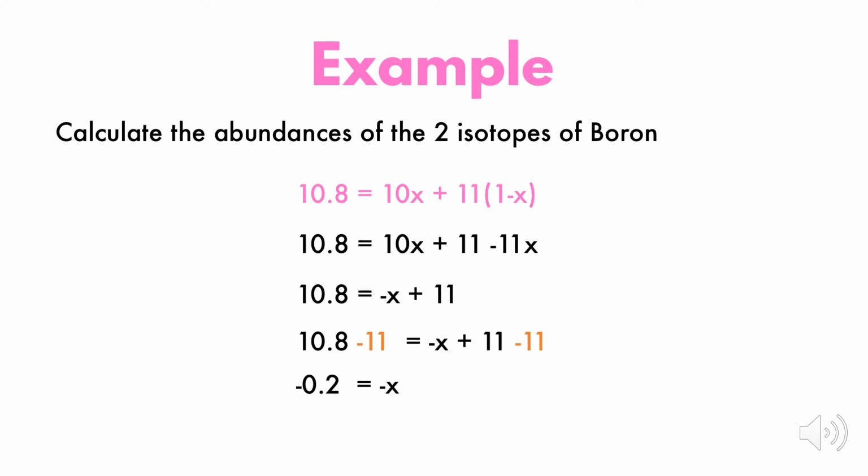So we're almost there. You can see we have a minus on each side. The 2 minuses will cancel out then. So that means that x is actually 0.2. And we've done it. We've got x now. But we haven't actually answered the question yet, because we wanted the abundances of the 2 isotopes of boron. So we have x. We need to then make sure we go on and actually answer the question.